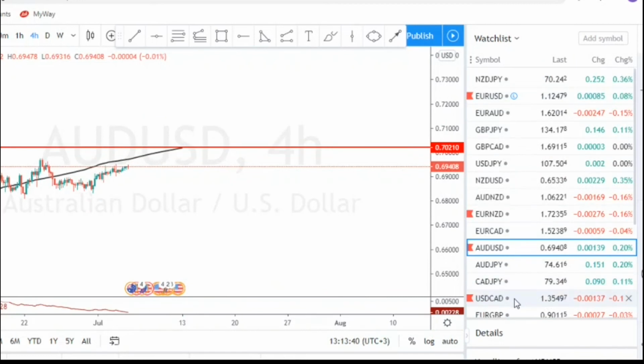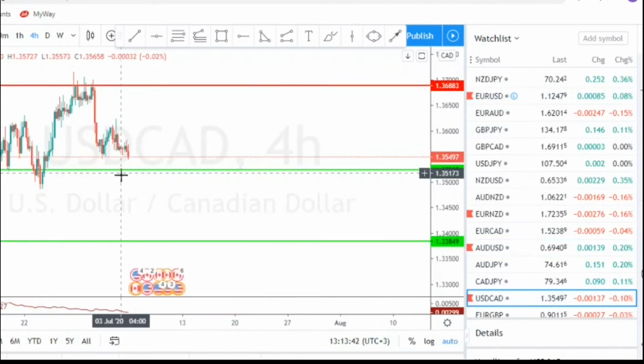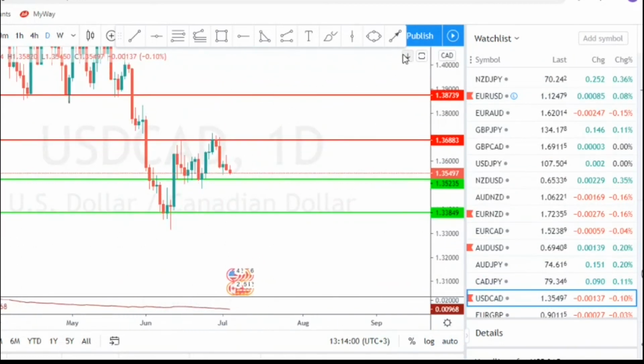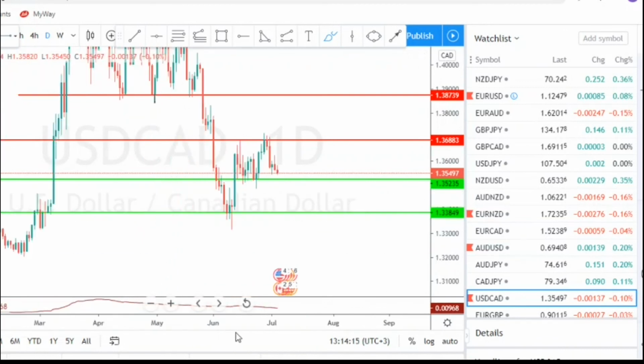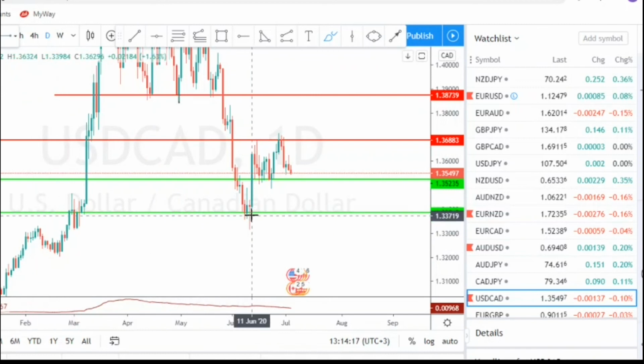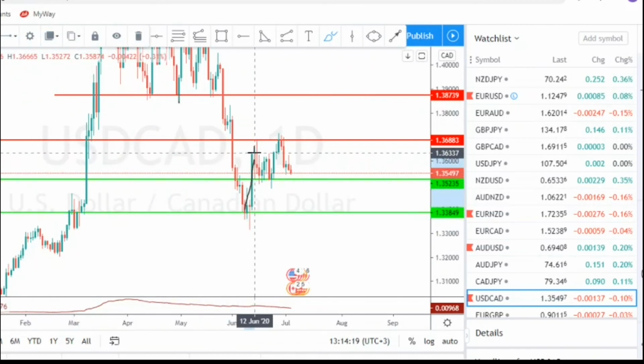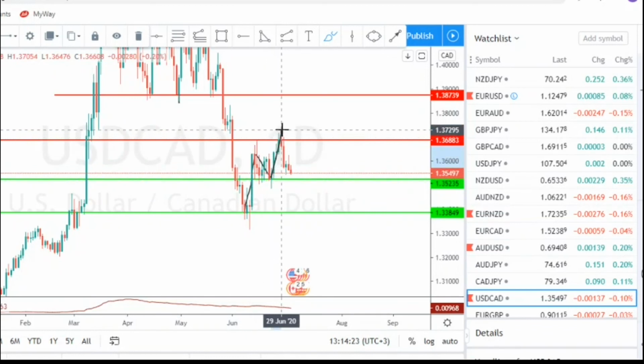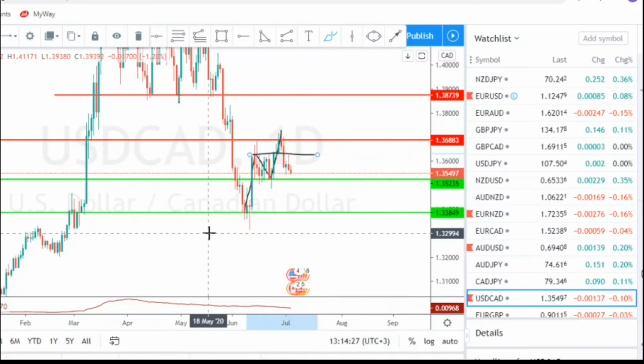Another one is dollar Canadian. The dollar Canadian is also in an uptrend. In this case, I'm looking for a trend continuation trade, because this pair bounced off from this level of structure here and retraced back and made a higher high, which is above the previous level of structure.